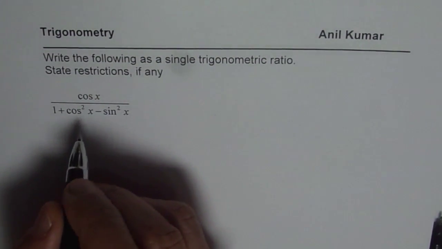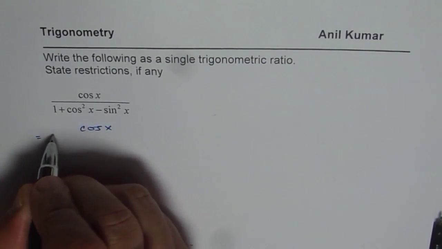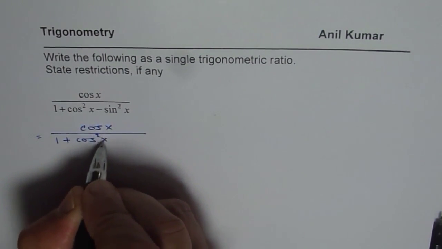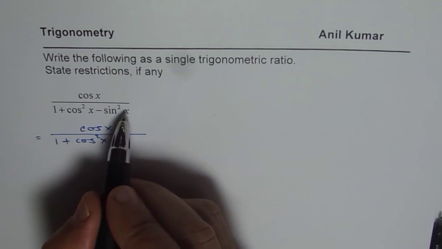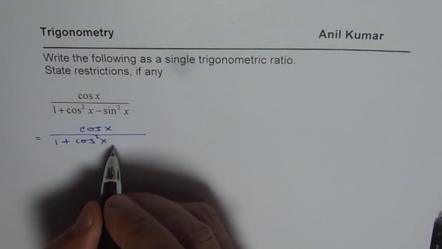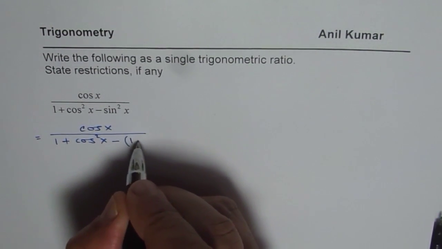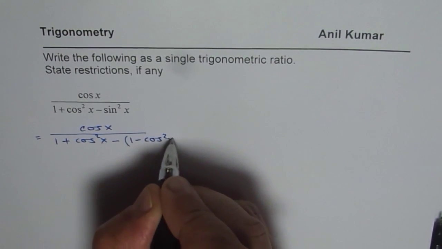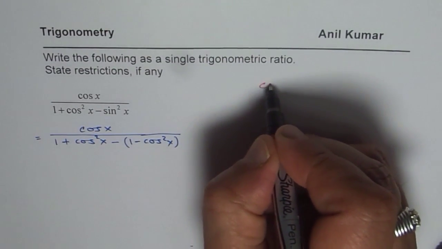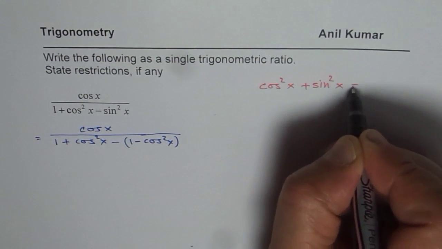What we can do here is write the expression in terms of cosine x. In the numerator we have cos x, and in the denominator we have 1 plus cos square x minus sin square x. We can write 1 minus sin square x as cos square x, correct? Or we could write sin square x as 1 minus cos square x. So let's write this as 1 minus cos square x, correct? We use the Pythagorean identity that cos square x plus sin square x is equal to 1.